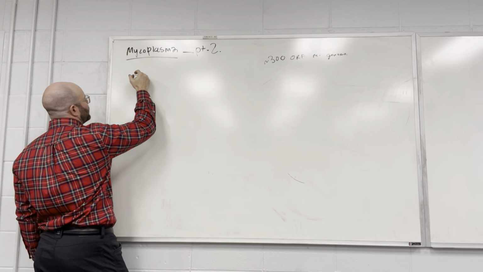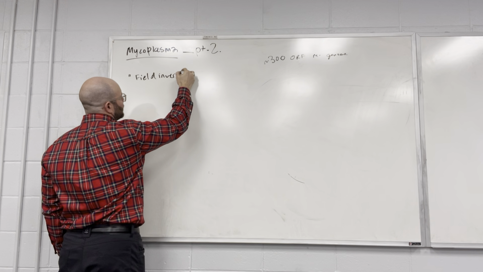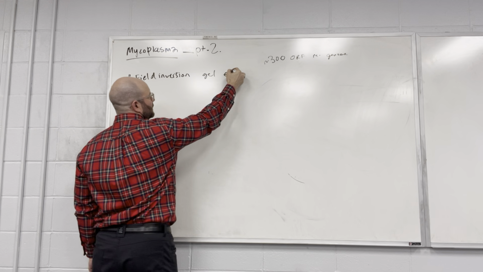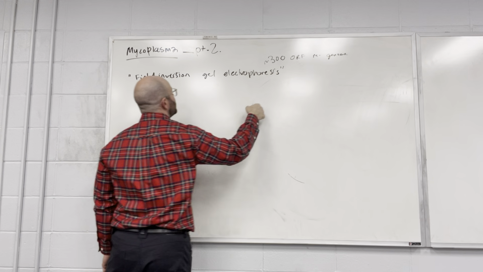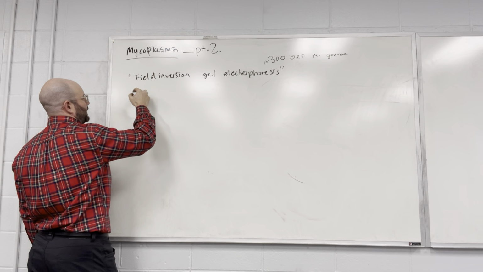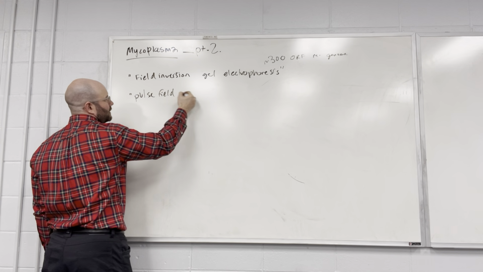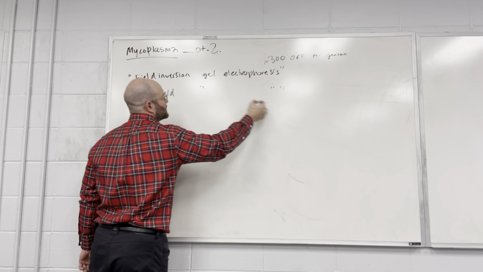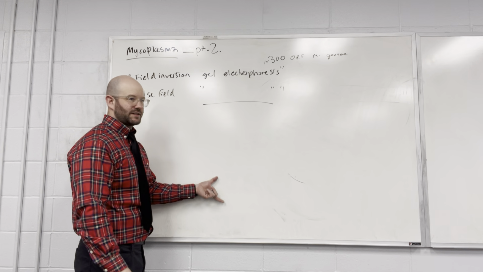In their paper, they said field inversion gel electrophoresis. This is essentially the same thing, I think, as pulse field gel electrophoresis. So we know what gel electrophoresis is, right? You make an agarose gel, and it separates stuff according to size.